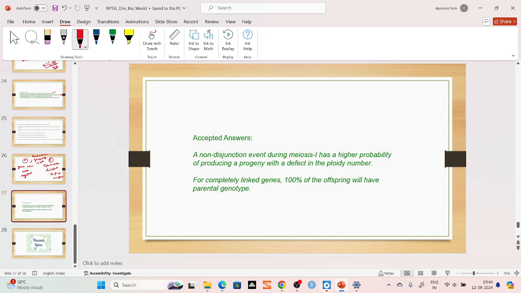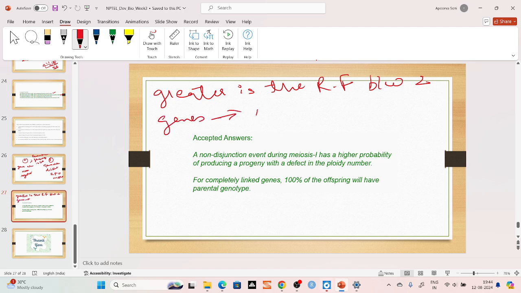Remember this: the greater the recombination frequency between two genes, the more the distance. So in this way, the values of recombination frequency can be used to analyze or calculate the distance between the two genes.